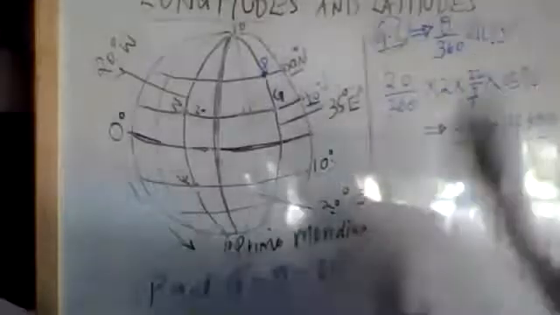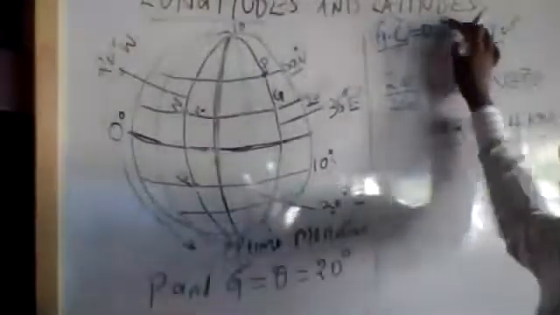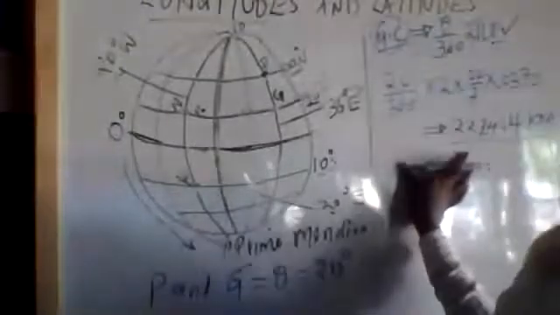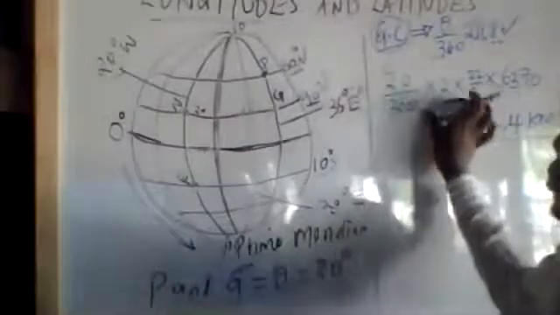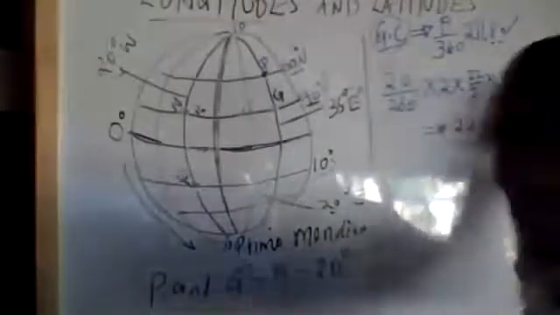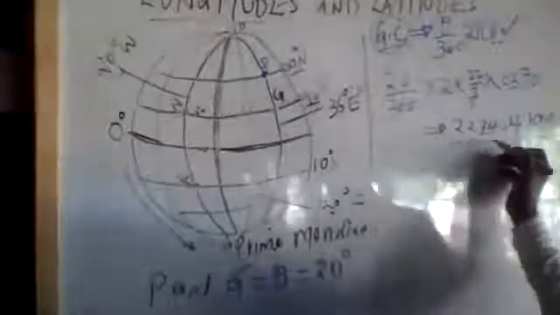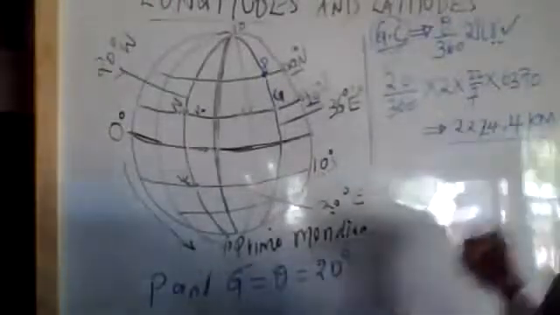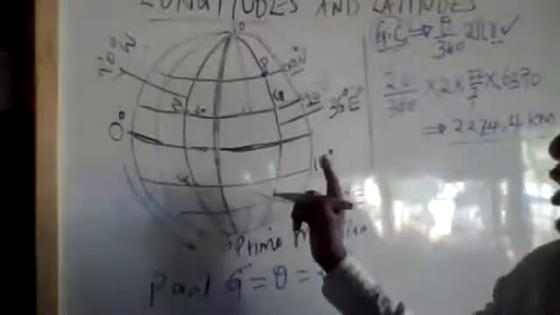If we have theta and we have the radius, can we get the answer? Very easy. It's going to be 20 over 360 times 2 times 22 over 7 times 6370, which gives us approximately 2224.4 kilometers. That is for the points B and G.